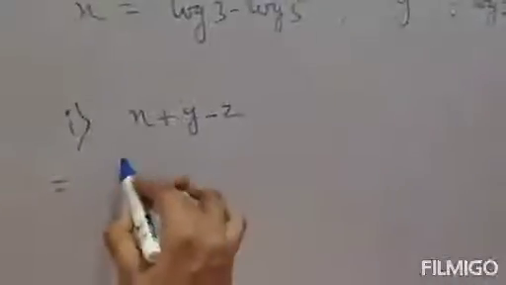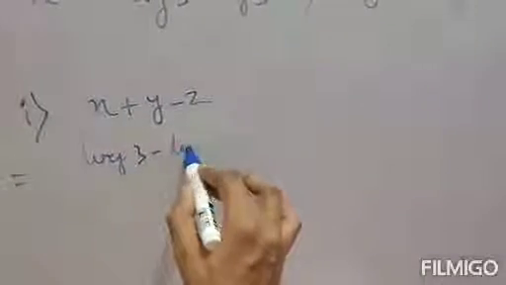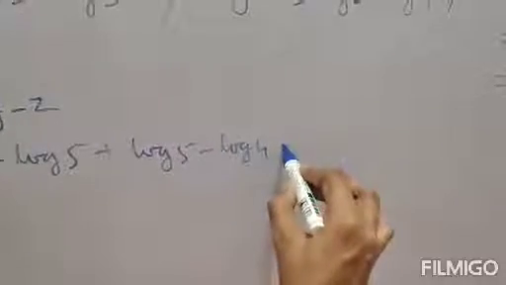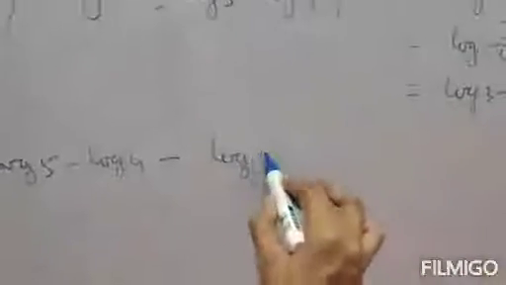Clear? Now put these values. So x is log 3 minus log 5. So log 3 minus log 5 plus y is log 5 minus log 4. Log 5 minus log 4 minus z is log 3 minus log 4. So just see this carefully. The value of z is log 3 minus log 4.